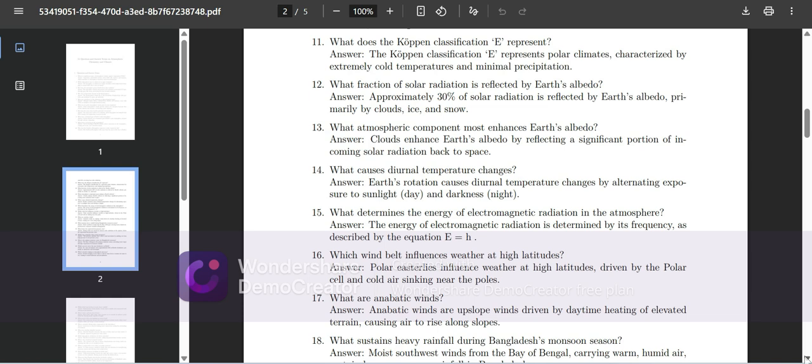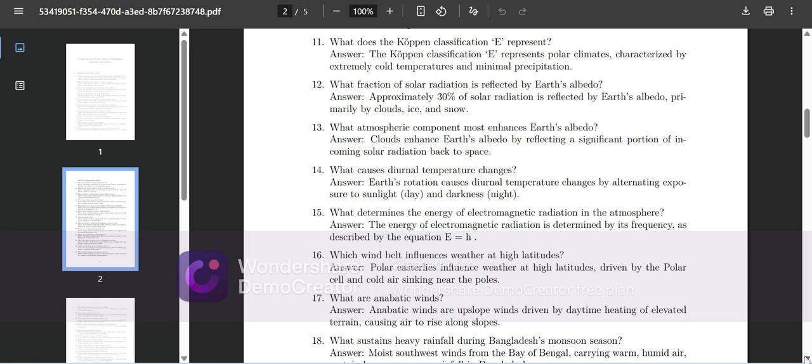What causes diurnal temperature changes? Earth's rotation causes diurnal temperature changes by altering exposure to sunlight, giving day and darkness at night.